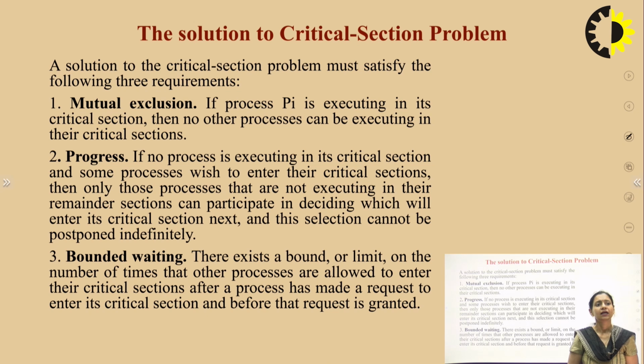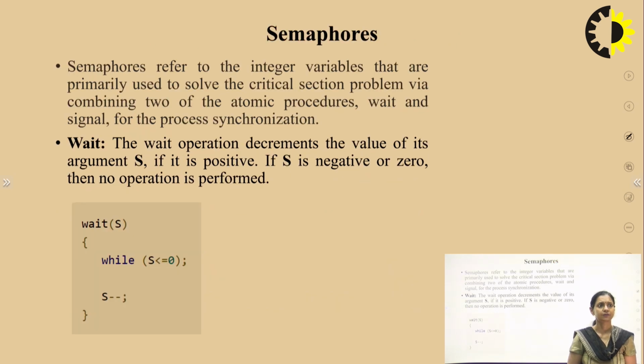Bounded waiting: there is a limit on the number of times that processes are allowed to enter into the critical section. It should not be the case that if one process has entered into the critical section, it can again enter without any reason. So there is a limit on the number of times a process can enter into the critical section.